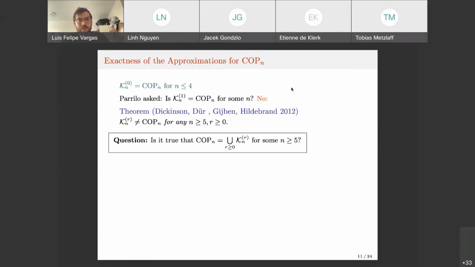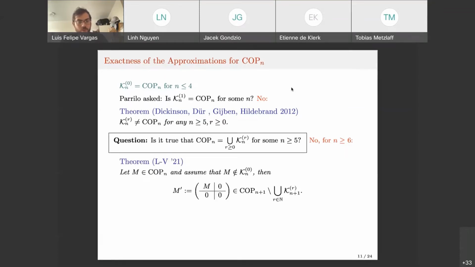And then we have the following question: is it true that the copositive cone is equal to the union of the K^n_r for some n? Because we know that for n less than or equal to 4 it is true, but we don't know for the rest. And then we prove that this is not true for n at least 6, by the following theorem. If we have a copositive matrix which is not in the first Parrilo approximation, so it's not in K^n_0 or in the cone SPN, positive semidefinite plus nonnegative, then the matrix obtained by adding one zero row and column is again copositive, of course, but does not belong to any of the Parrilo cones.